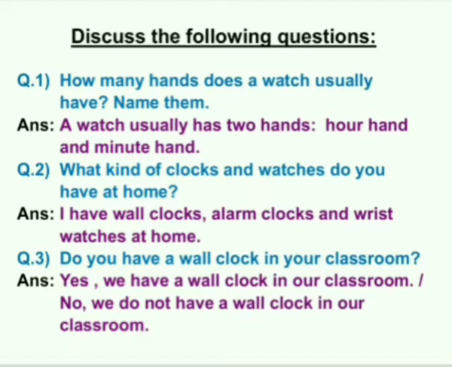Question 2. What kind of clocks and watches do you have at home? Answer you can write is, I have wall clocks, alarm clocks and wrist watches at home. Question 3. Do you have a wall clock in your classroom? You can write the answer in 2 ways. Yes, we have a wall clock in our classroom. Or, no, we do not have a wall clock in our classroom.